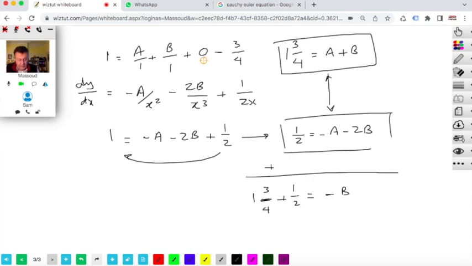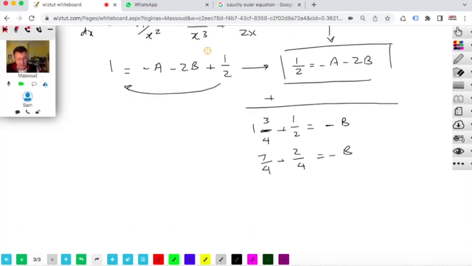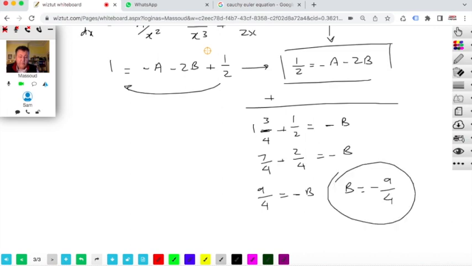So 1 3/4 is 7/4 plus 2/4 equals to minus b, which means that 9/4 is equal to minus b, or b is equal to minus 9/4. Yeah, and then you can go and find a. So really, this part isn't that hard to finish. Okay.